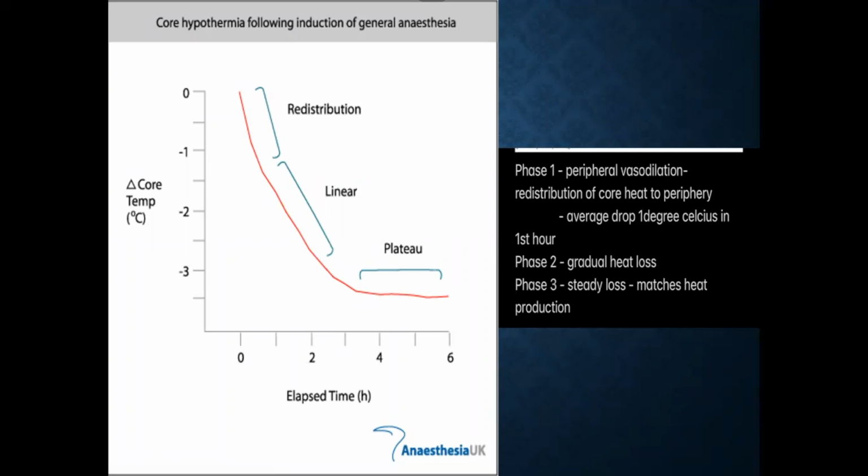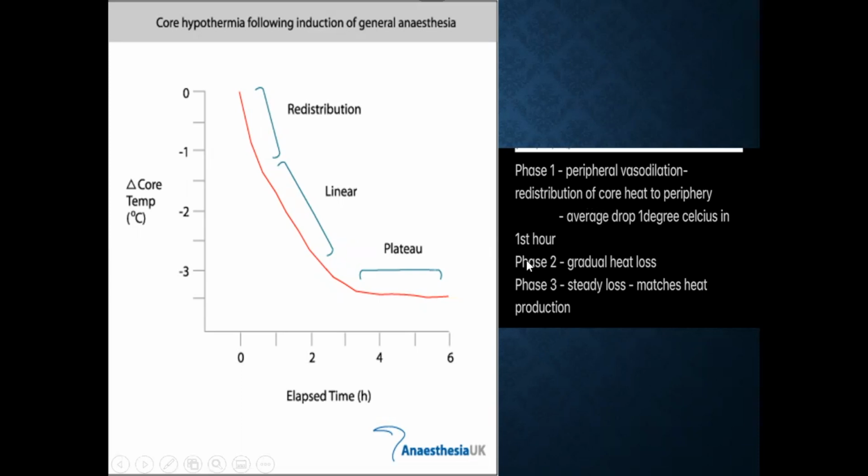How is the process? It has phase 1, phase 2, and phase 3. Phase 1 occurs within the first hour. When the patient comes and you give the IV induction agent and start your gas, immediate peripheral vasodilatation occurs, and core heat is redistributed to the periphery. Average drop is 1 degree Celsius in the first hour. You see, it dropped by 1 degree immediately.